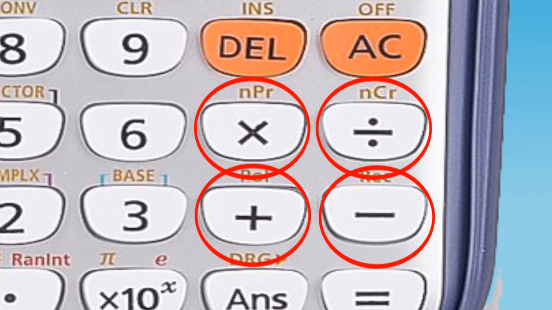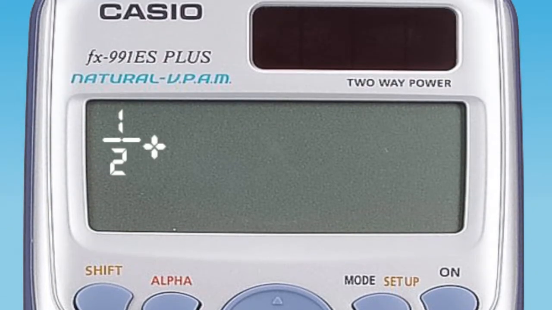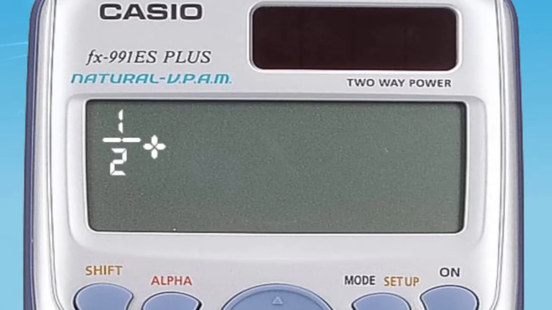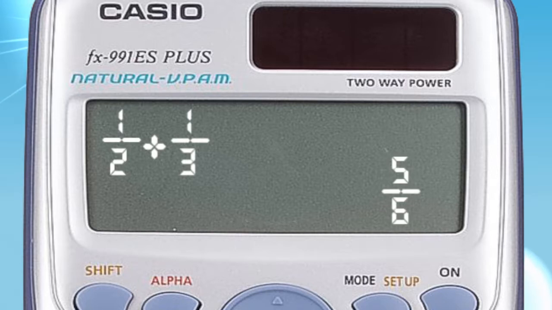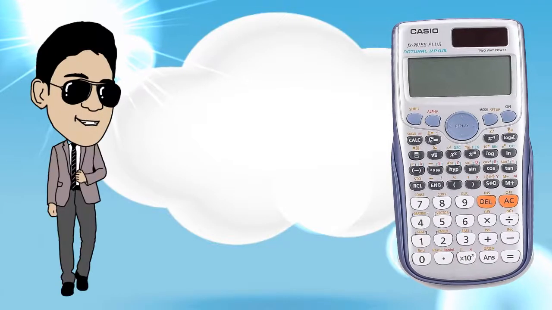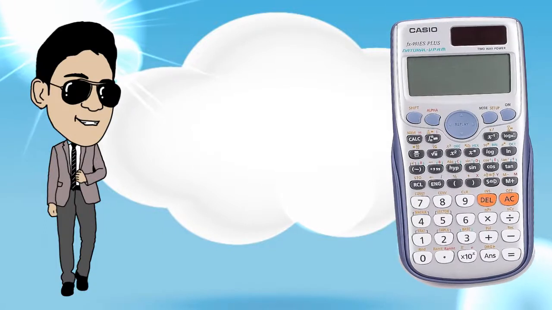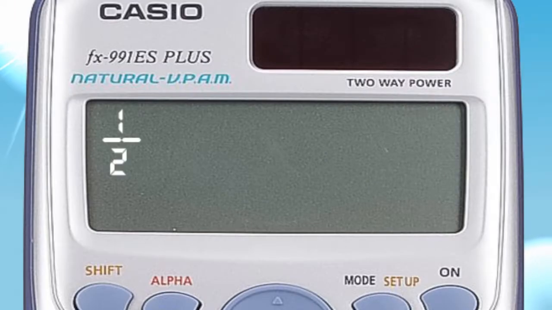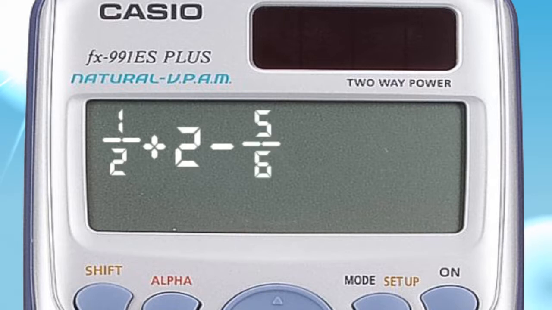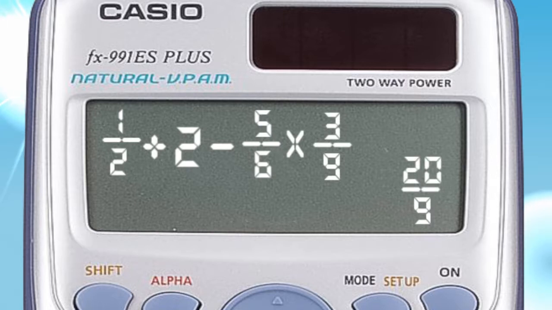Let's have a basic example. First one, 1/2 plus 1/3. We just input the values using the key function in fractional calculation. So 1/2 plus 1/3 equals 5 over 6. I will give you another example. This next example involves more than one operation. 1/2 plus 2 minus 5 over 6 times 3 over 9. The answer is 20 over 9.